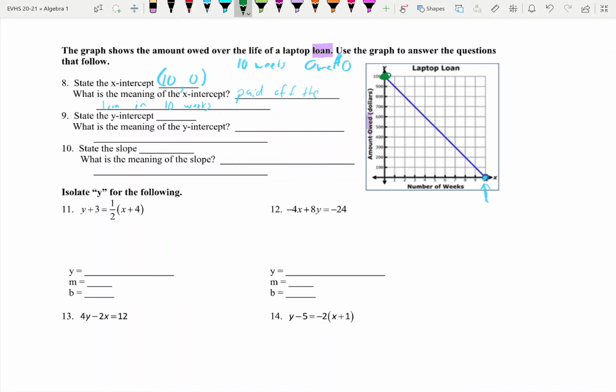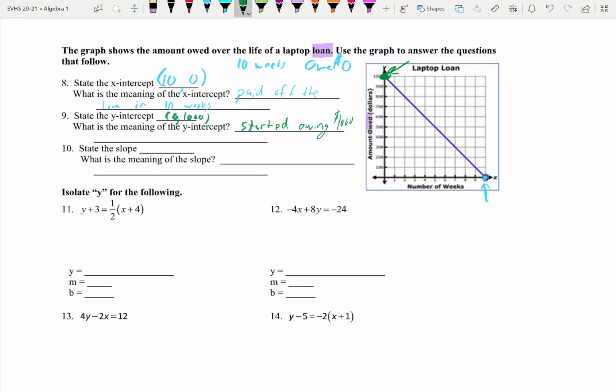Okay, our y-intercept, and I'll do that in green. Y-intercept is over here. That is the point 0. It looks like that's 1,000. What is the meaning of that? Well, that means at 0 time, that's the starting value. So we started owing $1,000, or the initial loan was $1,000.